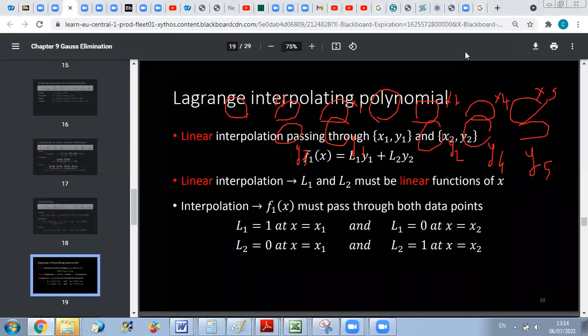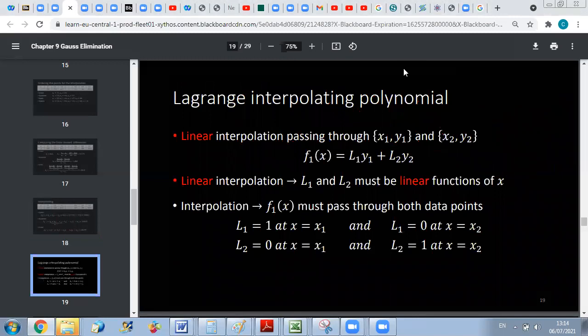Now, so this is for Newton interpolation. Next time we will introduce the Lagrange interpolating polynomial. Okay, so we will see that this method will give us exactly the same results as Newton interpolation, but the way of defining the interpolation is a little bit different.